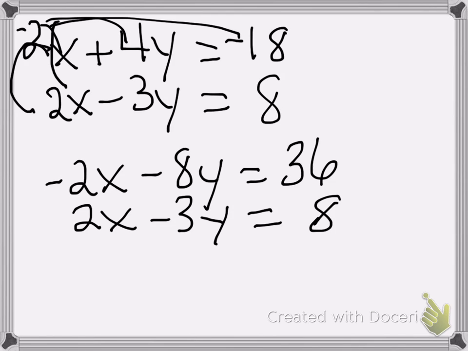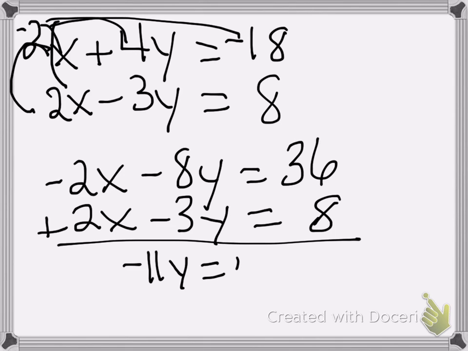Okay, now let's add them together like we did on the ones that were set up for us earlier. We had to make this happen. Add these together. These go away, which is what we wanted, and we get -11y equals 44. Divide both sides by -11, and we get -4.